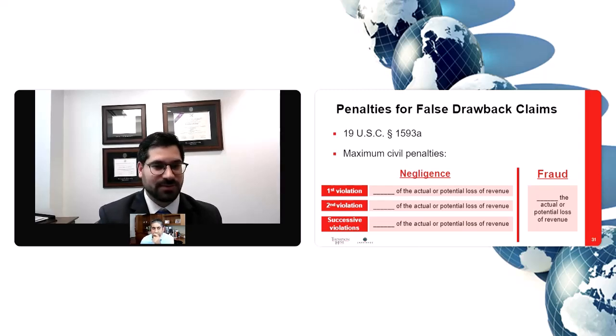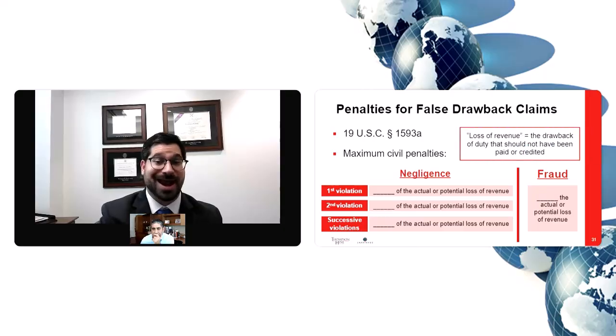And if you're curious what I mean by loss of revenue, what I'm referencing there is the drawback of duty that should not have been paid or credited. So if it's your first violation, but you were merely negligent, then it is a 20% amount of the actual or potential loss of revenue. Your second violation, going to be more than double. It's going to be 50% of the actual or potential loss of revenue. And for your third or more, your successive violations, 100% of the actual or potential loss of revenue.